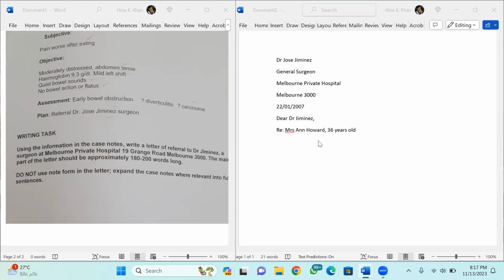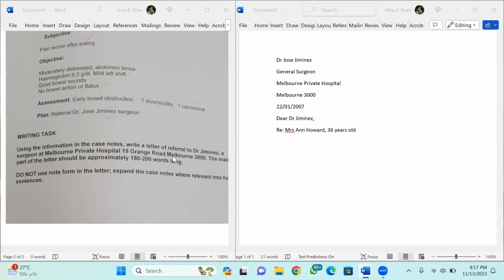You can just write, okay, Mrs. Ann Howard, comma, aged, semicolon, and then 47 years, or again aged and colon, and then 47 years of age, or aged colon and 76. So there are many ways in which you can write the age. So now we will start, and the information is, okay, write a referral letter.